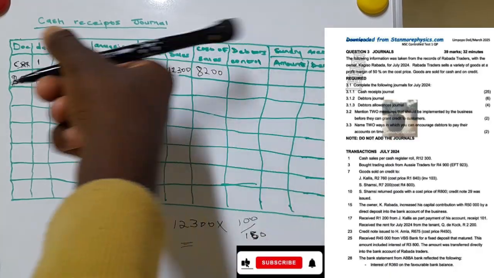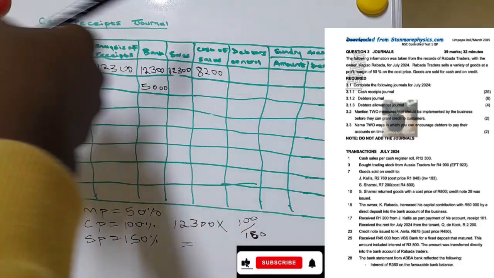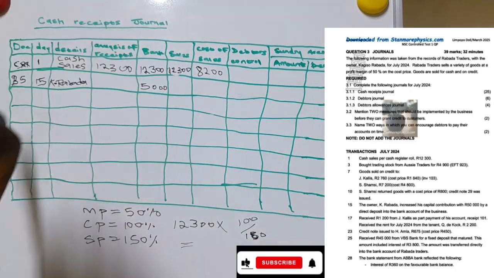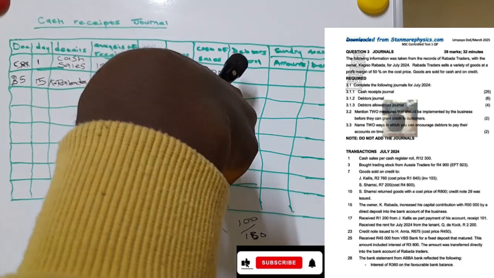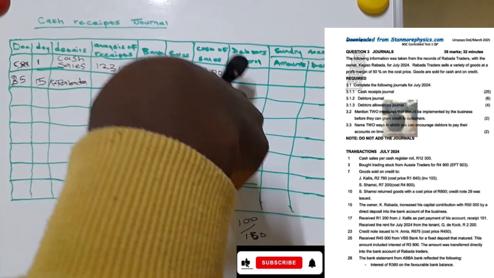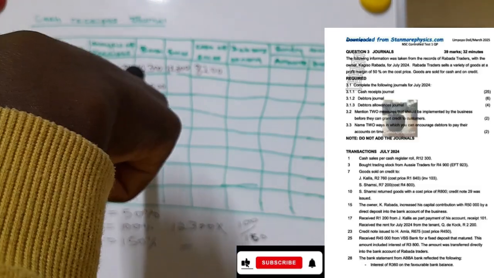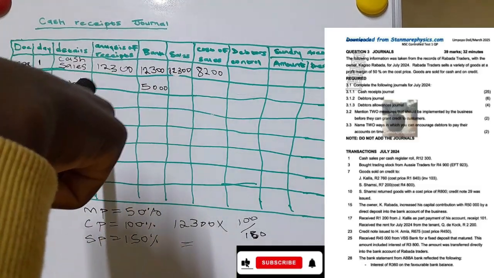So we're going to record 8,200 here. We are not going to record under debtors control anymore, since we already recorded under sales and cost of sales. Then let's come back and finish this one for K Rabada.